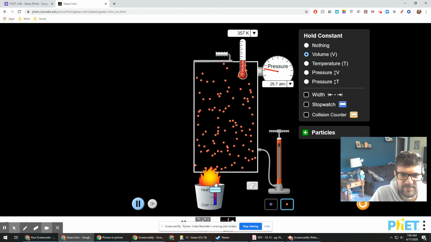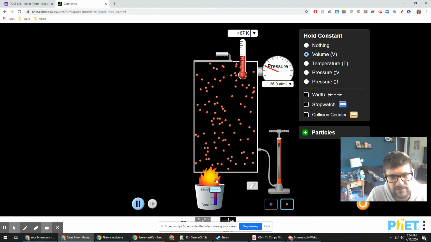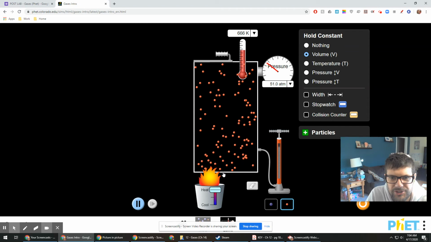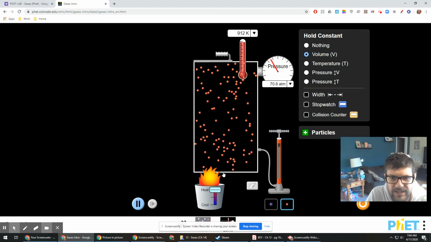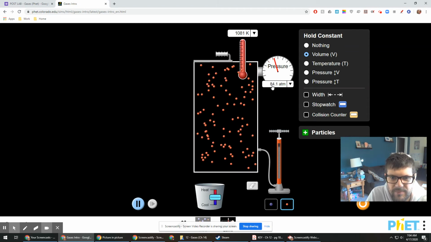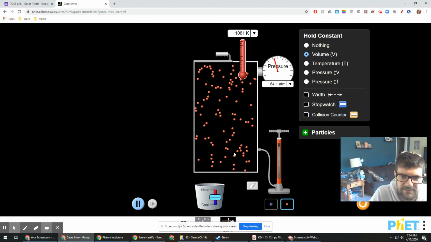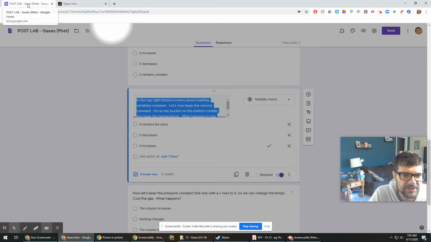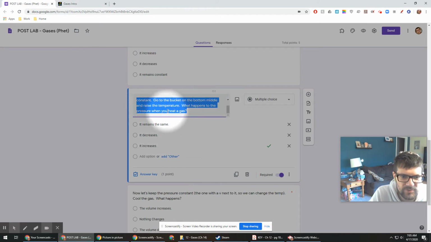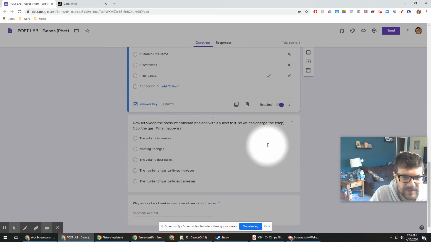I drag the heat up, and notice that I get a little flame, and notice that the pressure, right, if you look at the pressure gauge, it's going up and up. So now my pressure is much higher. Heating the gas has made all these particles move a lot faster, which has increased the pressure. So back here, what happens to the pressure when you heat a gas? The pressure increases. Boom. Okay.